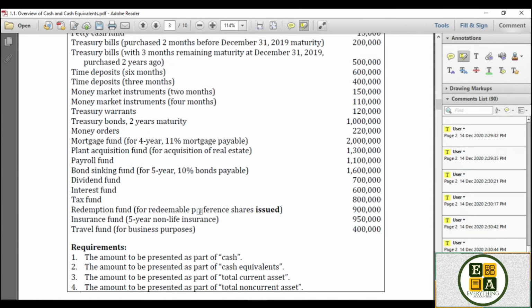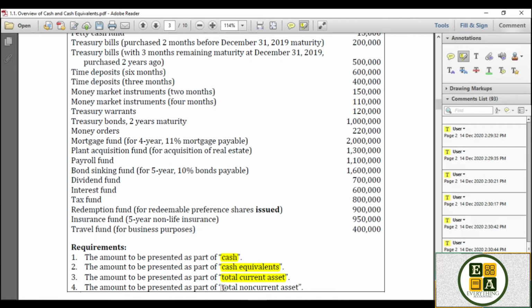Okay, tapos yung requirement sa atin is to compute number 1 for cash, items of cash lang ha. Then for number 2, the items of cash equivalents. Then for number 3, items highlight total current asset. So regardless if it is cash equivalent or not, as long as it is current asset.